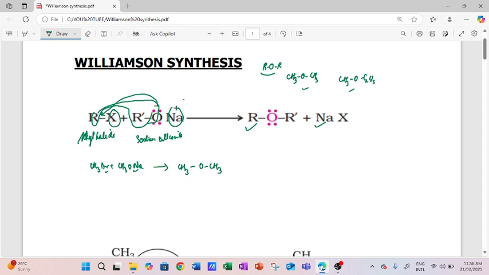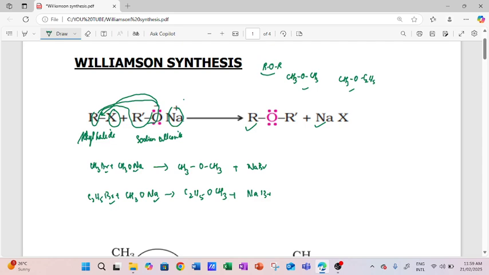It can be any other alkyl group. If I take C2H5Br plus CH3ONa, then we get C2H5OCH3. The sodium and bromine atom are liberated as NaBr. That's a byproduct. As a result, these alkyl and alkoxide groups join together and we get an ether. So the reaction is so simple. When you have an alkyl halide and sodium alkoxide, this is how we can join.